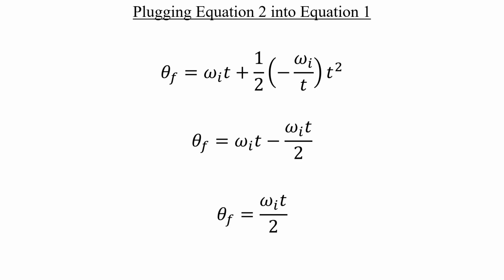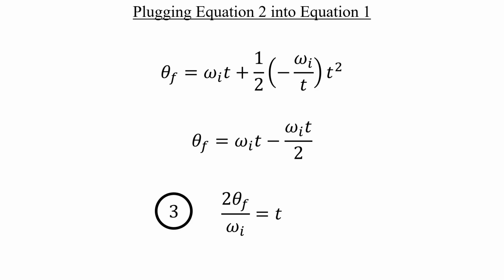I'm going to multiply both sides by 2 and divide both sides by omega initial. And now we have time in terms of quantities that we know. We can call this one equation number 3. Remember that we originally went down this whole rabbit hole to try and figure out what alpha is supposed to be. Let's retrace our steps and see if we're any closer to achieving that goal.